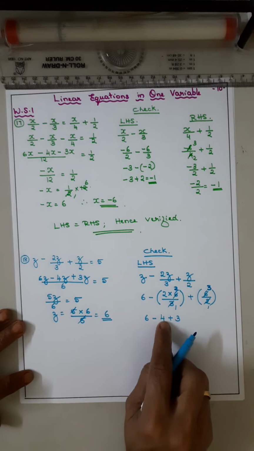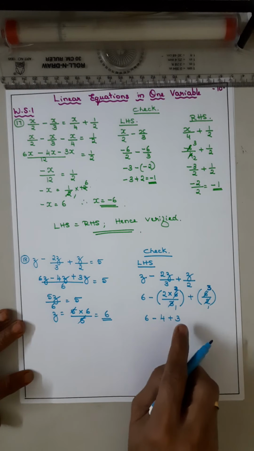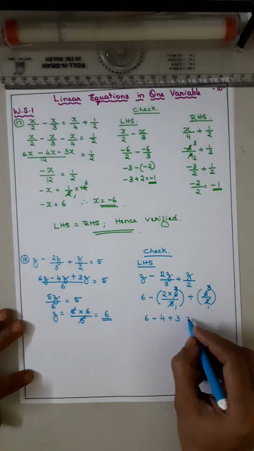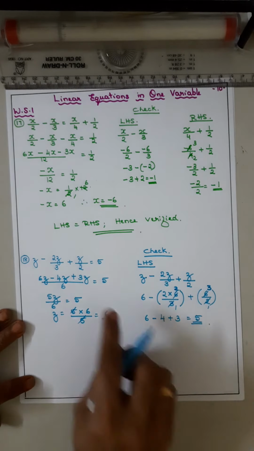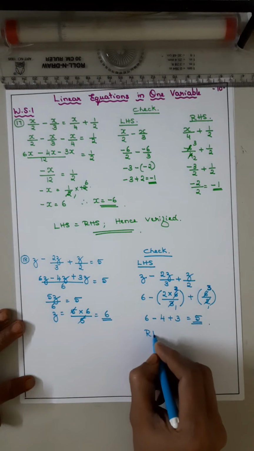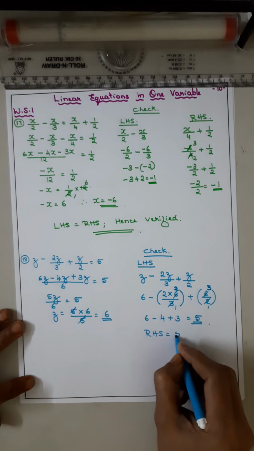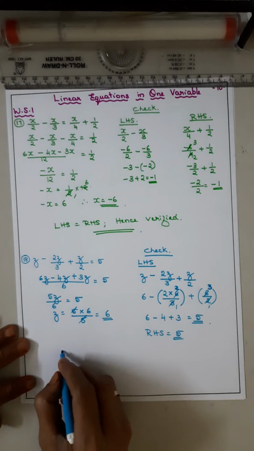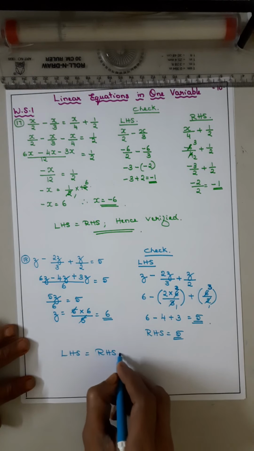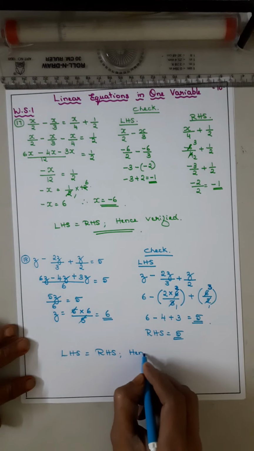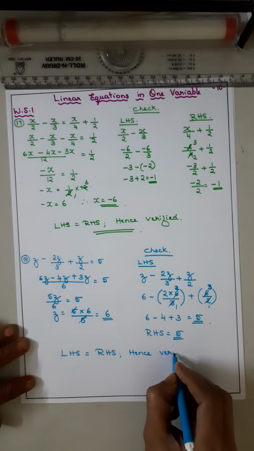6 minus 4 is 2. 2 plus 3 is 5. So LHS you got 5. RHS already it is given 5. That means LHS is equal to RHS. Hence verified.